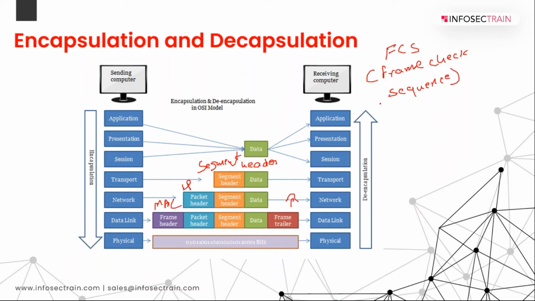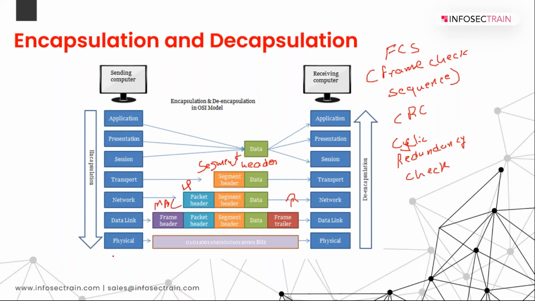So what is there in FCS? FCS has CRC, cyclic redundancy check. So what does it do? Let's say you are sending some data and due to some errors, the data or the packet is lost, or some errors occur in that data. So your FCS checks whether the data has been changed or modified or not, right? So that is the work of your FCS.